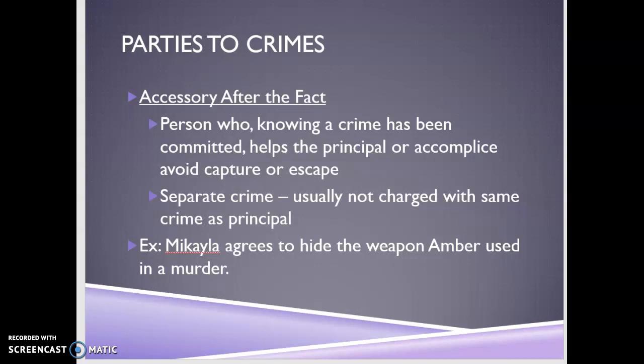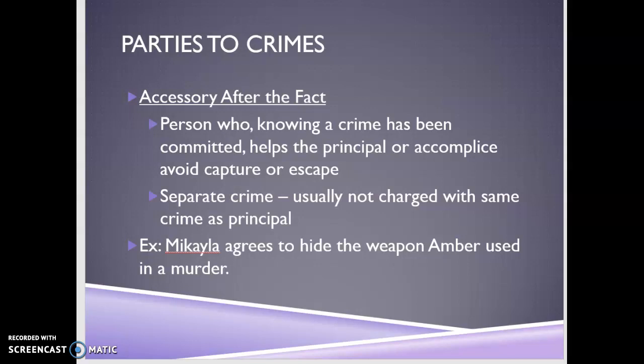Again, not a getaway driver, because the getaway driver is there during the commission of the crime. So even though the getaway driver's important role, getting away from the crime, is really afterwards, they're still going before the crime. They're still there at the scene of the crime.